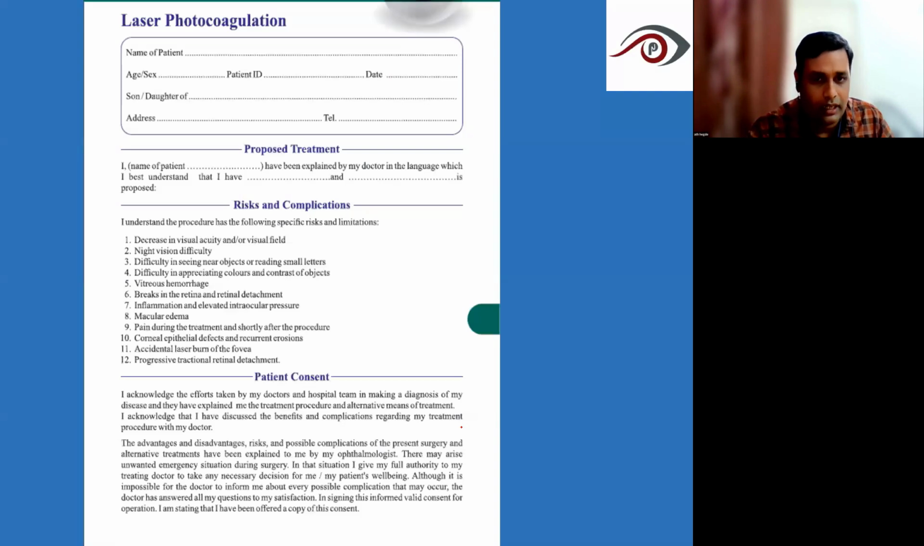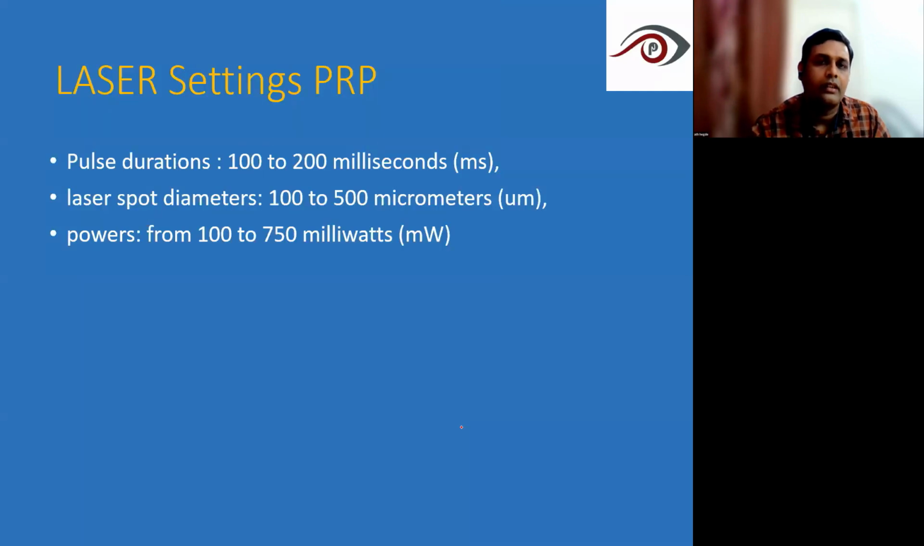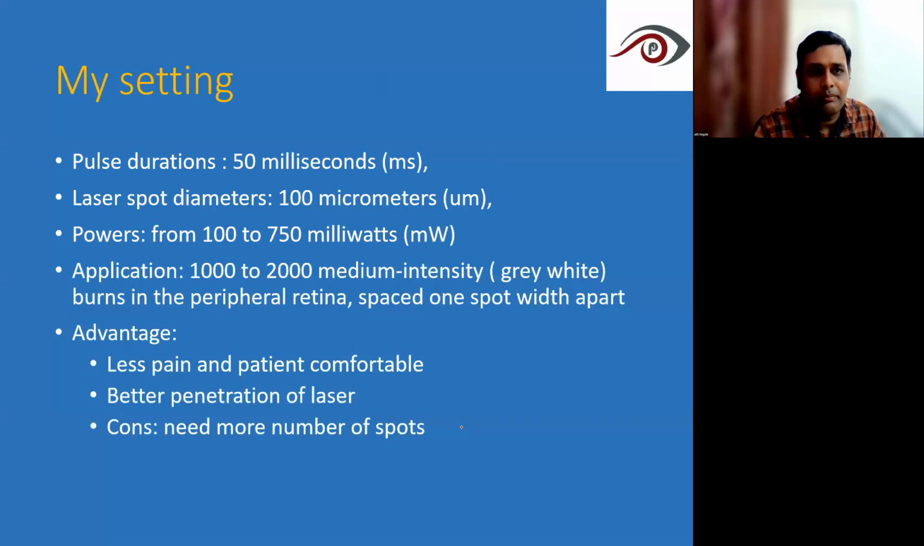This is the sample consent form which should be taken from the patient before doing the laser. And for laser settings, ideally, they say we have to keep a pulse duration of 100 to 200 milliseconds with a spot size of 100 to 500 microns and a power from 100 to 750 milliwatts. But in my settings, I usually keep a pulse duration of 50 milliseconds, a laser spot diameter of 100 micrometers, and the power starts from 100. Wherever I get a grayish white burn, I keep it there.